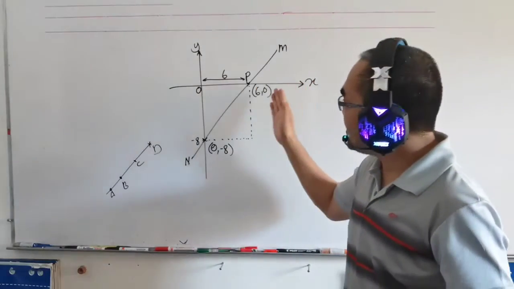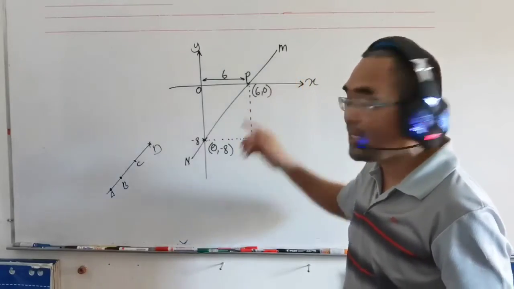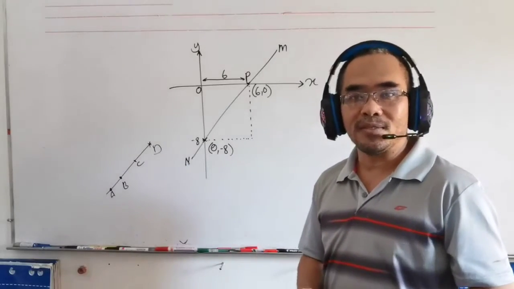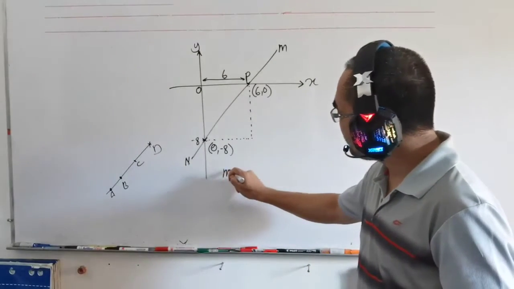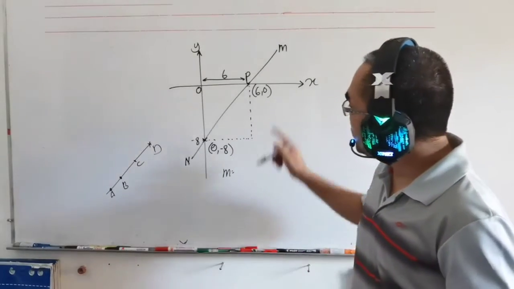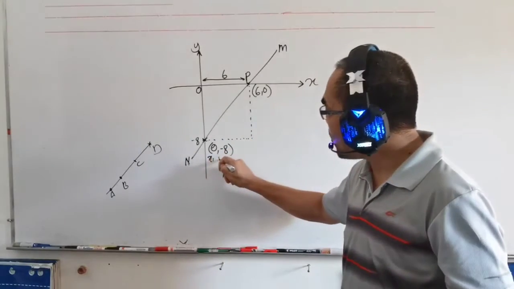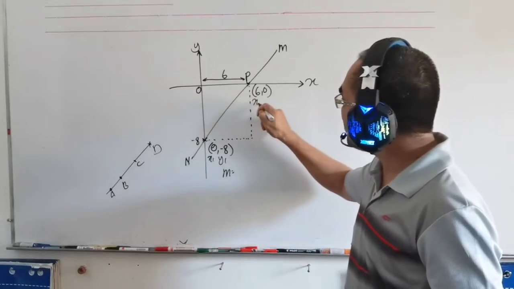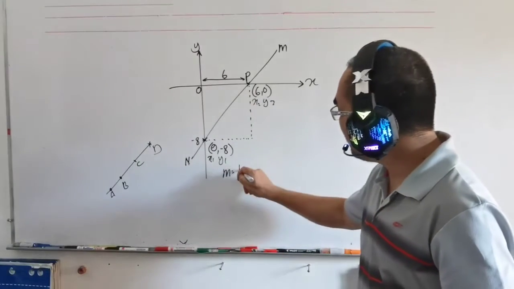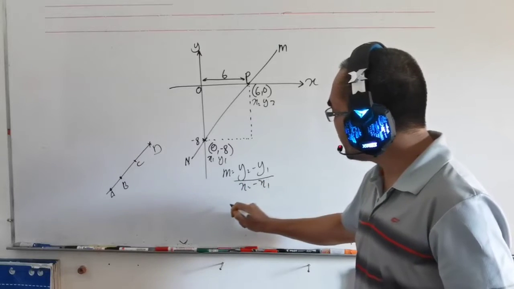So even though now they ask you to find the gradient of M to N, you can just pick any two coordinates here. The gradient will be y2 minus y1 over x2 minus x1. You can just pick any of these two as, for example, x1 and y1, and this is x2 and y2, or the other way around. So the formula is y2 minus y1 over x2 minus x1.